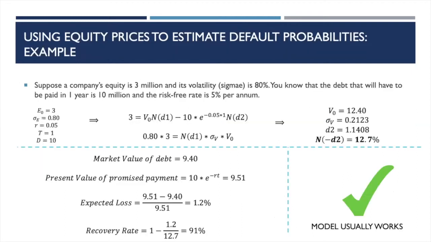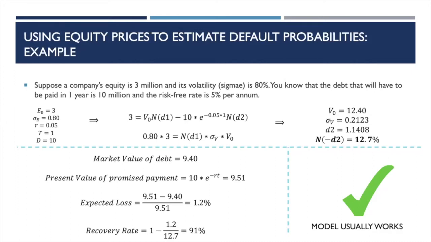To illustrate this more clearly, we will show a brief example. Suppose a company's equity is 3 million and its volatility is 80%. You know that the debt that will have to be paid in 1 year is 10 million and the risk-free rate is 5% per annum. Therefore, we have that E0 is equal to 3, sigma E is 0.80, R is 0.05, T is equal to 1, and D is equal to 10.